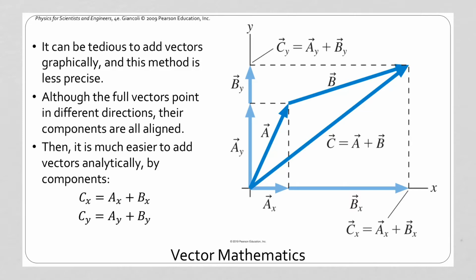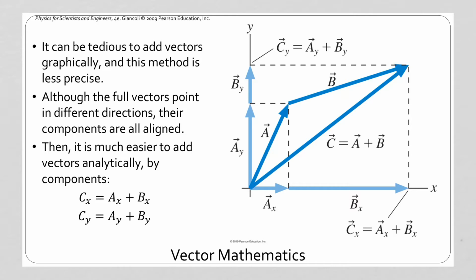We've seen how to do the graphic method of vector addition. If I have a vector A and a vector B, I can use the tip to tail method and find vector C, where vector C starts where vector A starts, vector C ends where vector B ends, and so vector C here is A plus B.